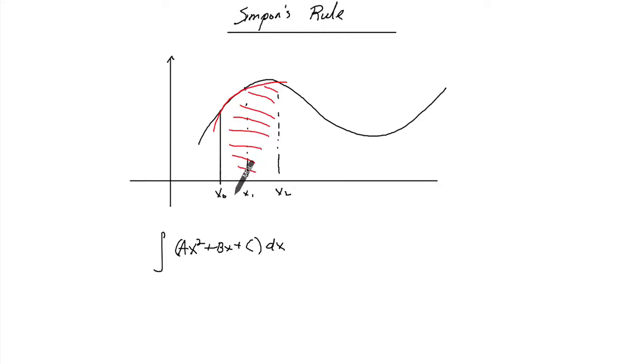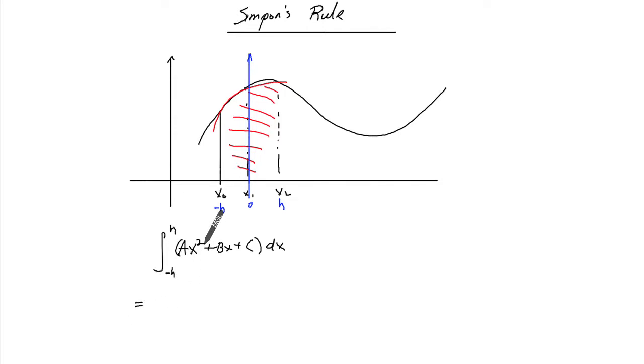So for simplicity's sake, to derive a rule for this, instead of saying x0, x1, x2, let's shift x0 all the way to here. Let's essentially shift the y-axis here, and let's call this 0. Let's call these minus h and h. So let's integrate from minus h to h.